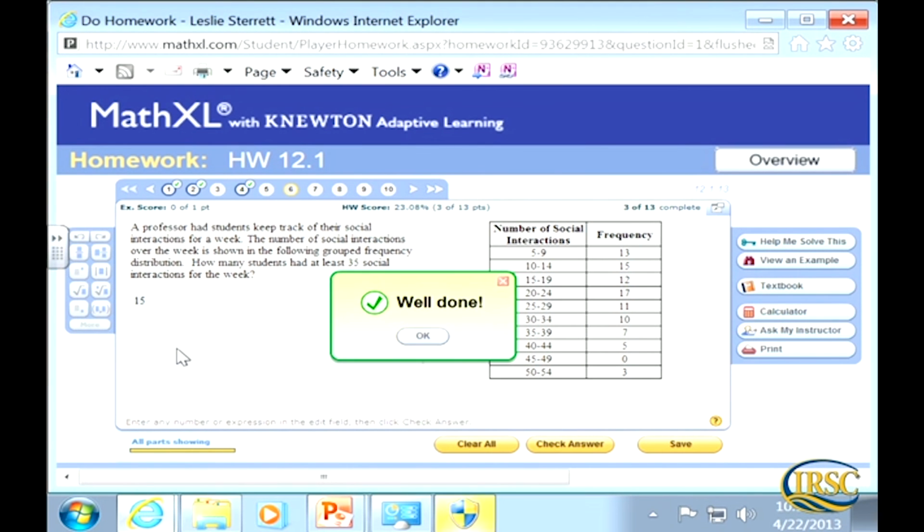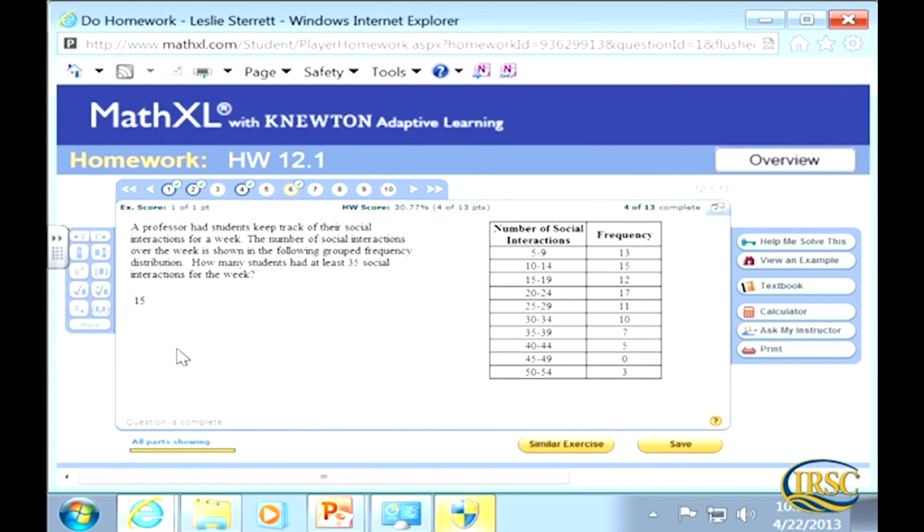Well done. Okay, so again, look for keywords like at least, at most. At most means that it's that many or less. Exactly. Words like that you want to pay attention to, to make sure that you are getting the right numbers.